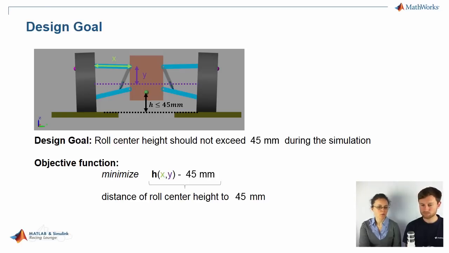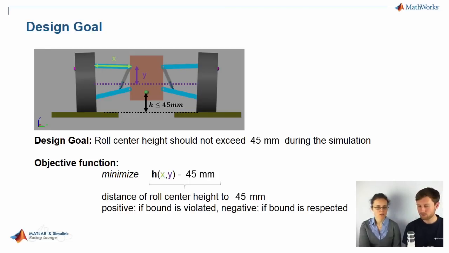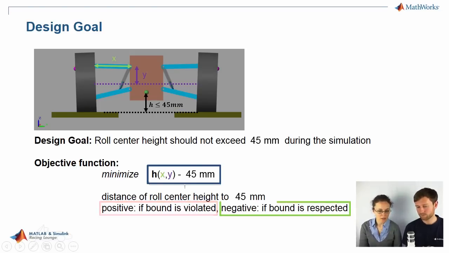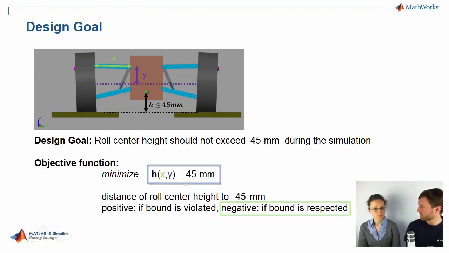So this means that we would have a point that is rather as much below as possible, but not just below the constraint of 45 millimeters. So how can we see that? Because this expression here, so this distance, is actually positive whenever the bound that we want to achieve is violated, and it's negative whenever the bound is respected. Yeah, that's why it's just minimizing, it's nothing else.